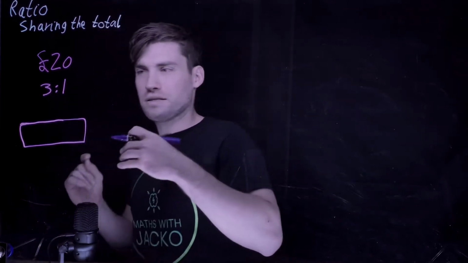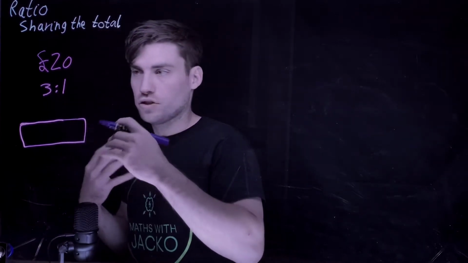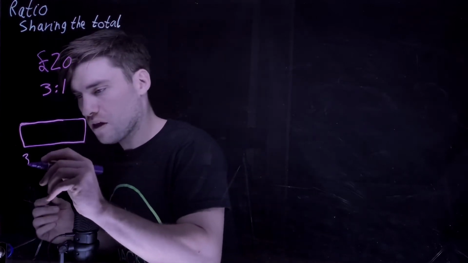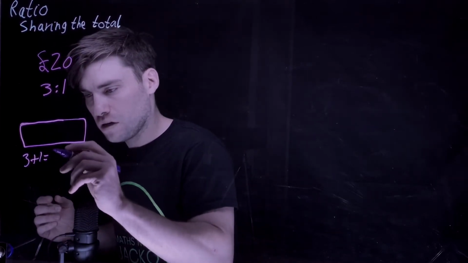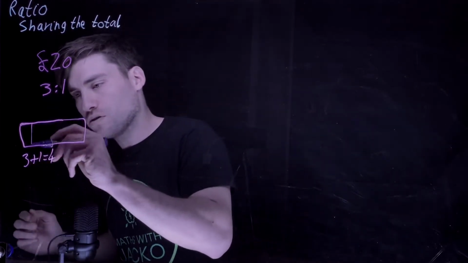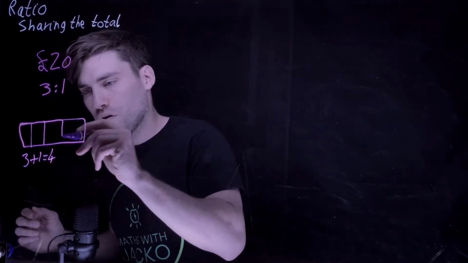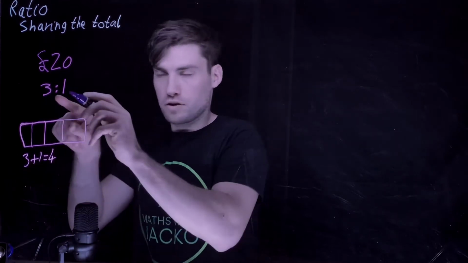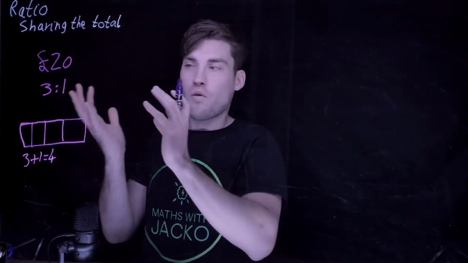If you feel like you're starting to know what to do, if you couldn't answer the question, pause the video, carry it on yourself. So we add the parts first. So that's 4. So now we're splitting this bar into 4. 2, 3, 4. Just so you know, we got 3 plus 1 because the ratio is 3 to 1. So that means there's 4 parts altogether.